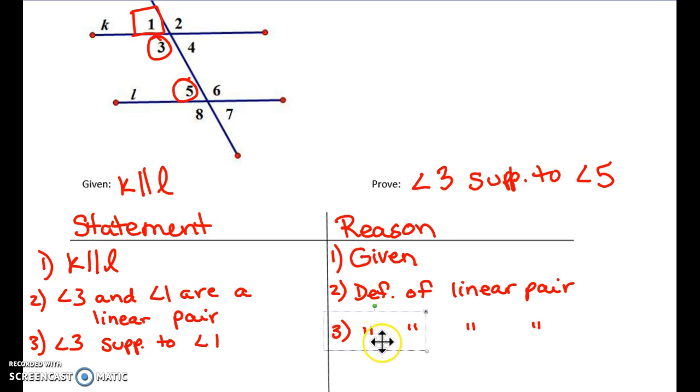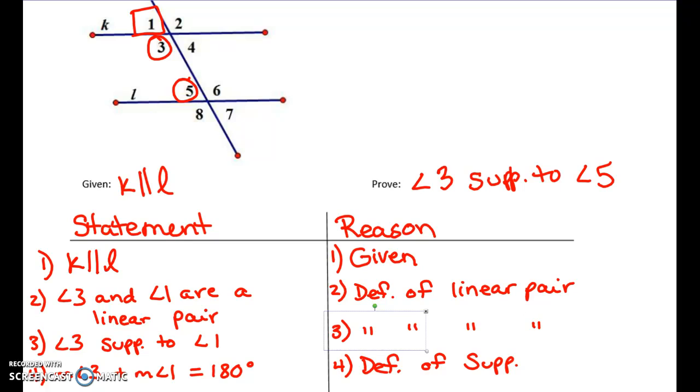I can use these quote marks to show that it's the same reason as before, and I do one for each word. Well, we also know that if two things are supplementary, then they add to 180. And it's really important to include that they're supplementary and that they add to 180 because really the only way we're going to be able to get eventually that 3 and 5 are supplementary is if we're able to eventually get them to add to be 180. So that kind of sets up the relationship between angles 1 and 3.